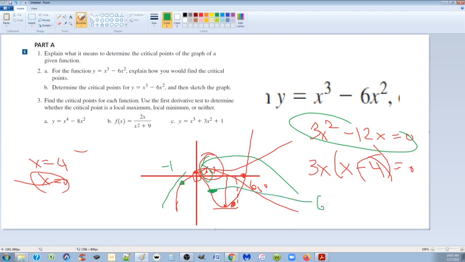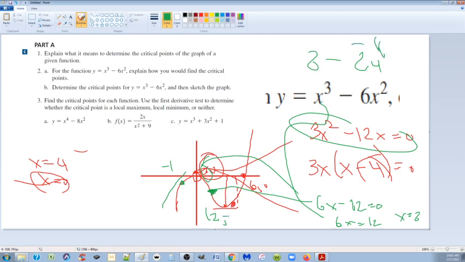The inflection points happen when this is equal to 0. So 6x is equal to 12, so x is equal to 2. Right here at 2 comma something, if I put the 2 in here, I'm dealing with 8 minus 24, which is minus 16. So at 2 comma minus 16, I know there's an inflection point.